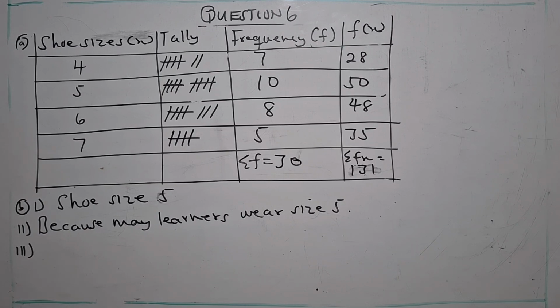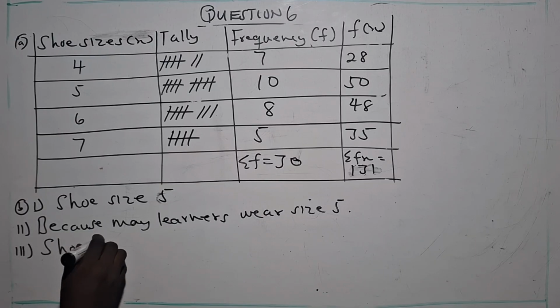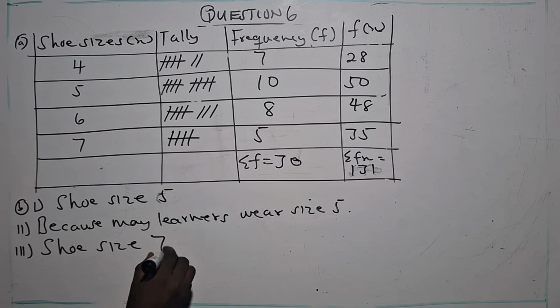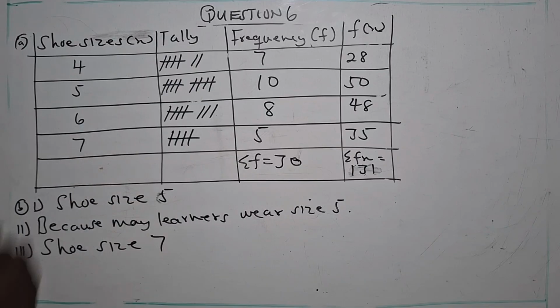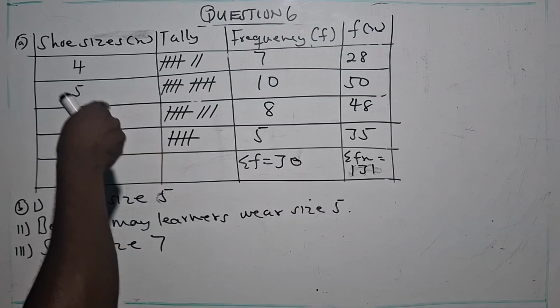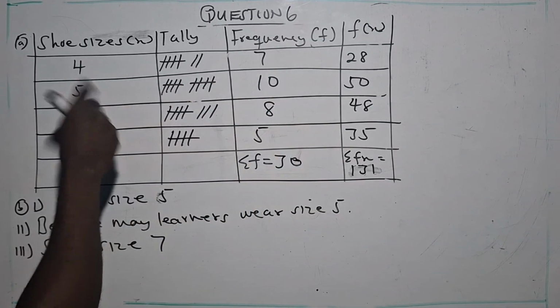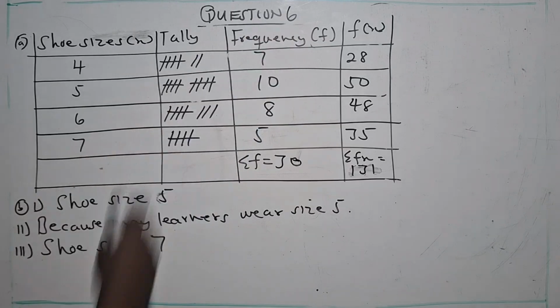So the BIII says which size should be purchased in less quantities. Obviously, it's going to be shoe size what? 7. Sorry, yes, shoe size 7. So these are the shoe sizes. Don't go and say shoe size 5. These are the shoe sizes. If you say shoe size 5, if you are related to this one, you are wrong. So these are the shoe sizes. The number of people is a frequency.